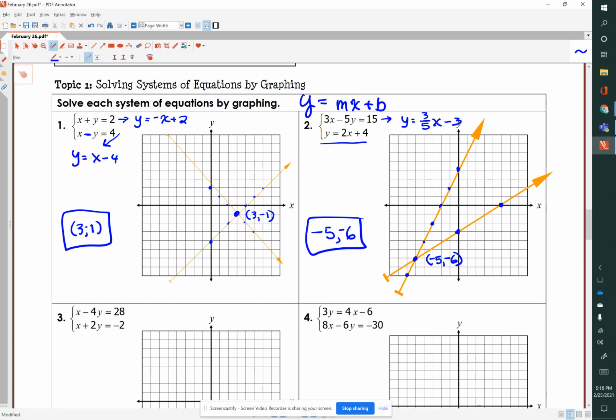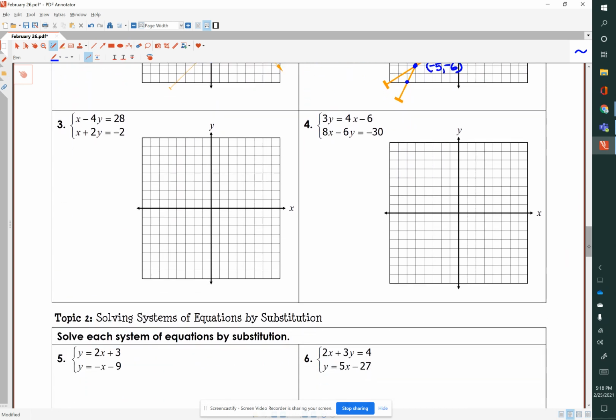Okay, third problem. Again, we need to be in slope-intercept form first. So the first equation in slope-intercept form will be y equals 1/4 x minus 7. And the second equation in slope-intercept form, y equals -1/2 x minus 1.